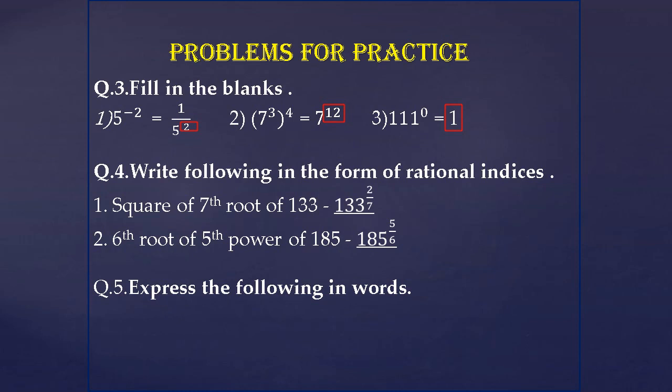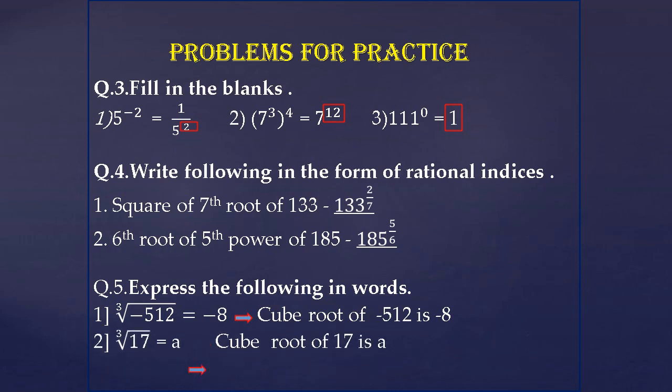Question number 5. Express the following in words. First question. Cube root of minus 512 is equal to minus 8. It is written in words as cube root of minus 512 is minus 8. Second, cube root of 17 is 8.